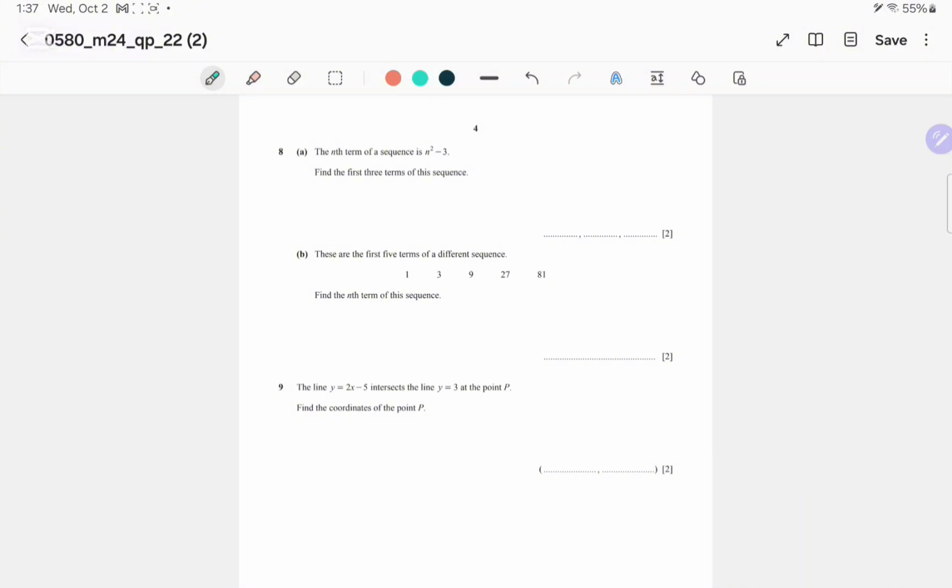Okay, for the 8th question, the nth term sequence is n squared minus 3. Find the first 3 terms of this sequence. So an is equal to n squared minus 3. So a1 is equal to 1 squared minus 3, which is equal to minus 2, and a2 is equal to 2 squared minus 3, which is 4 minus 3 is positive 1.